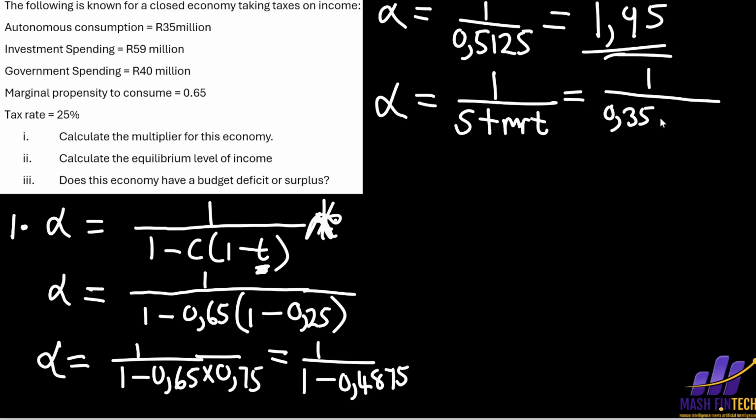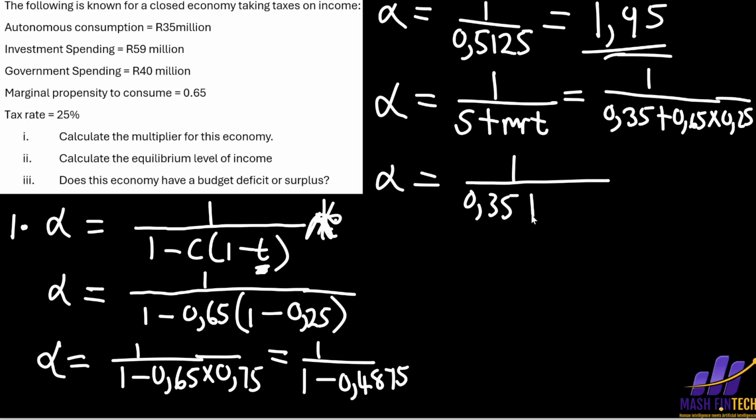0.35. To that, you're going to add the tax rate. So you take the marginal propensity to consume as it is, 0.65. Then you multiply by the tax rate, 0.25. Like this. And then put these numbers in your calculator very quickly. It's 0.35 plus 0.65 times 0.25. This is 0.1625.